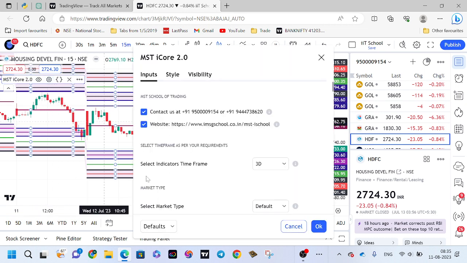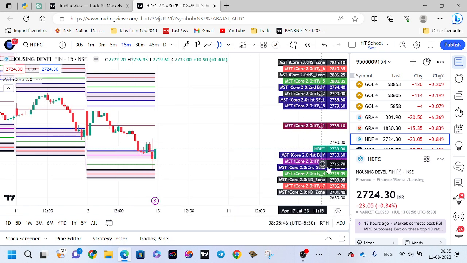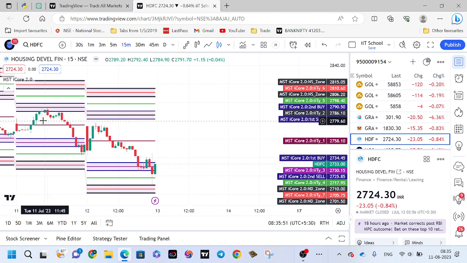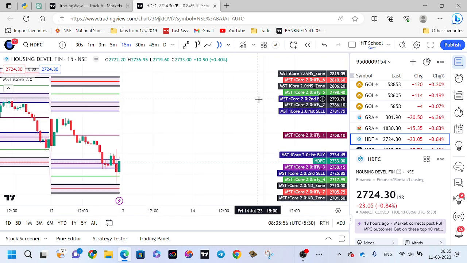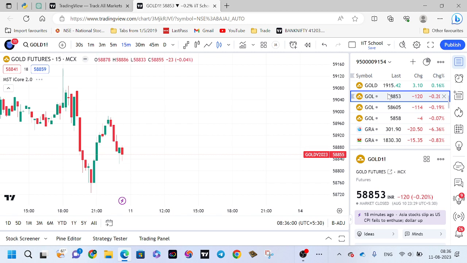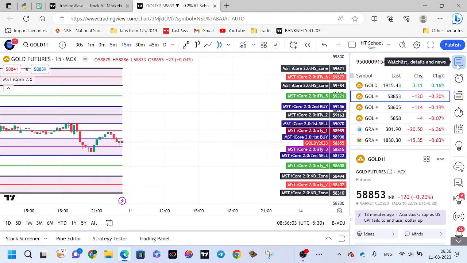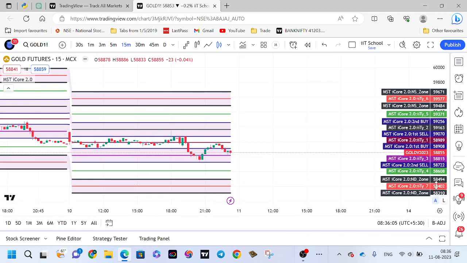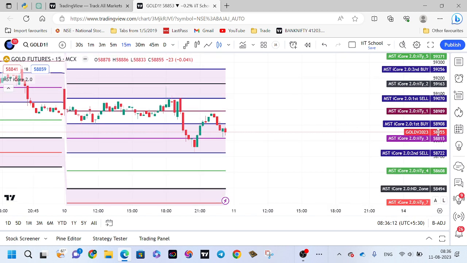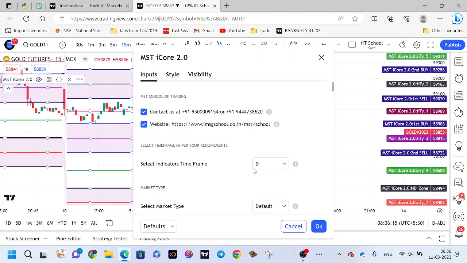See, in HDFC also we have got a perfect entry. From day before yesterday it is in sell, and perfectly we got yesterday's sell. So I told you we could extend the line. Where is the gold? I'm searching. This is the gold futures. Yeah, see the gold. For gold, since the movement is very high and the price is also very high, what you have to do is keep a very tiny SL.